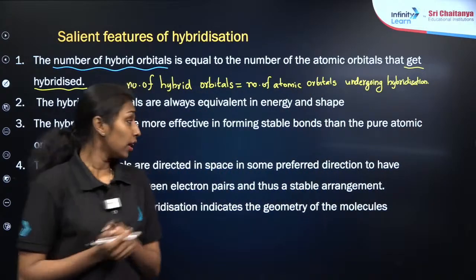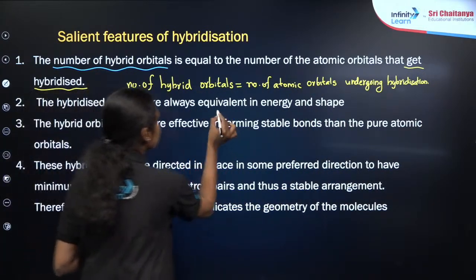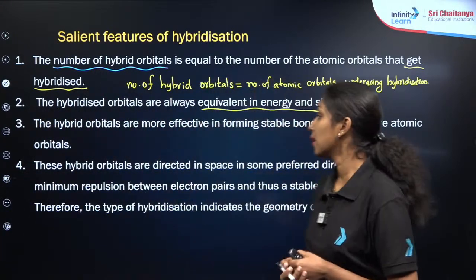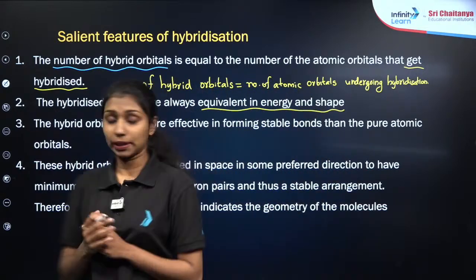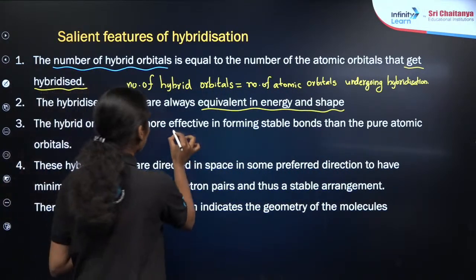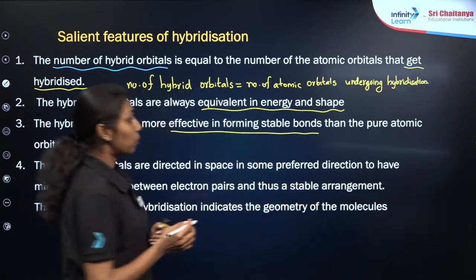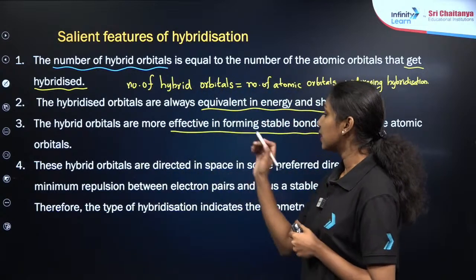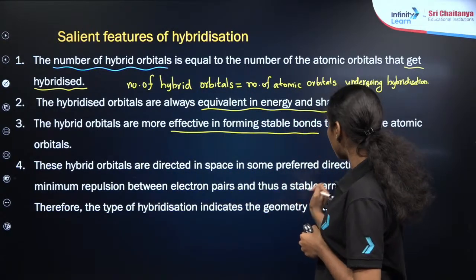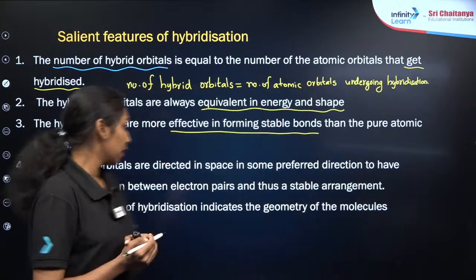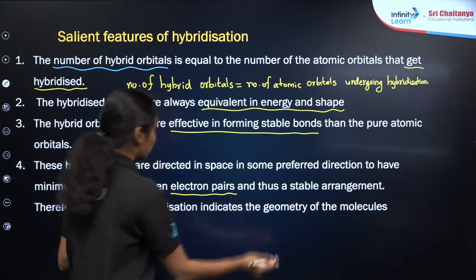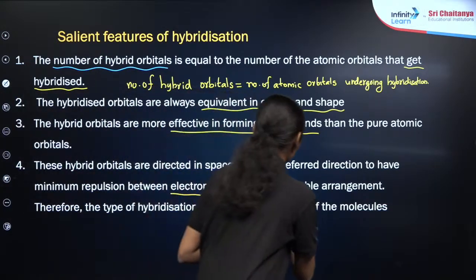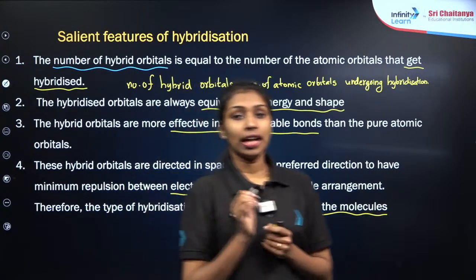The second point is that the hybridized orbitals always have equivalent energy and shape, right? Now the third one is that the hybrid orbitals are effective in forming stable bonds, more than the pure atomic orbitals. The last one, the hybrid orbitals are directed in space in some preferred direction to have minimum repulsion between the electron pairs, so that they become a stable arrangement. So geometry is also predicted by the type of hybridization. Clear? These are the main features of hybridization.